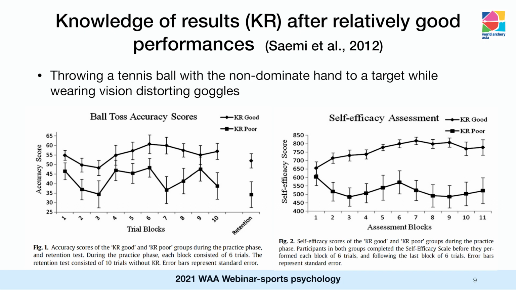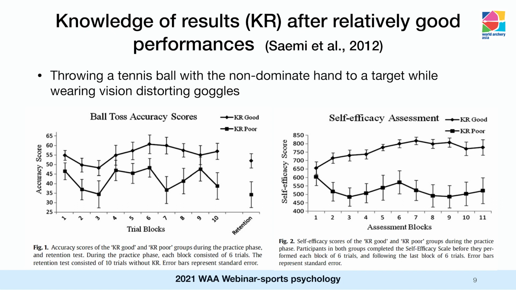Okay, this is the performance. And psychologically, when they were asked about their confidence, their self-efficacy of the performance, we can find again, in the beginning, the two groups were not different, but along the training, the KR good group constantly increase their self-efficacy level, and the other group gradually decrease this level.